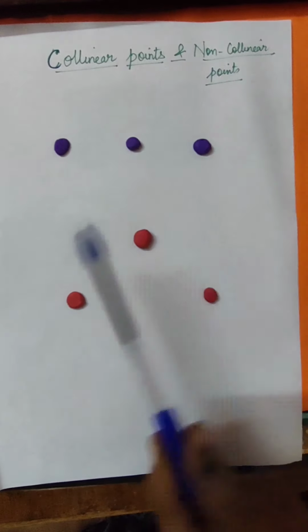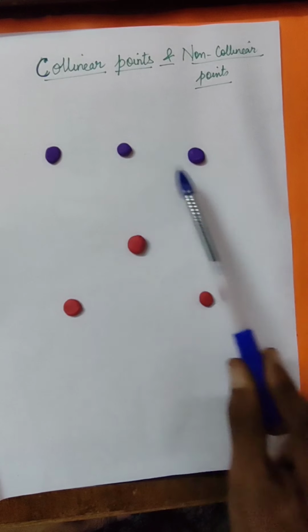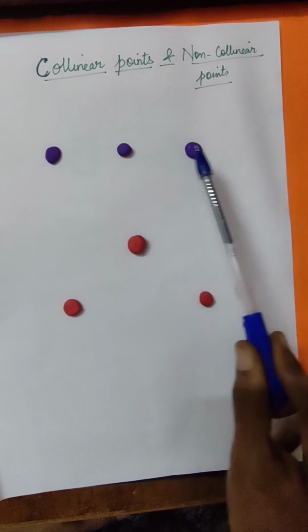What are collinear points and non-collinear points? Let's see with a small demo here. You can see the 3 points here. This is the first case, 3 points, and the second case is 3 points here. We will consider this case here, 3 points. Can you all see? Yes.